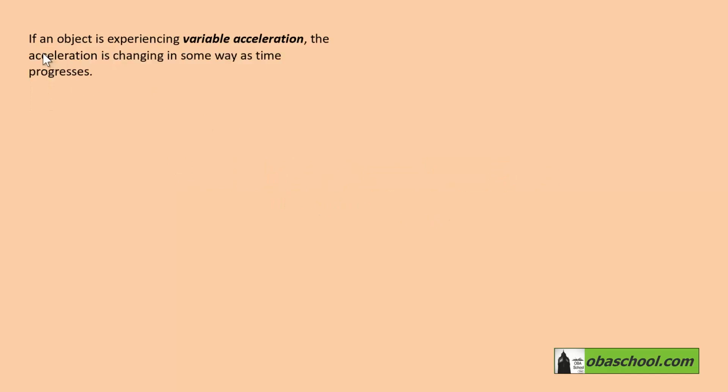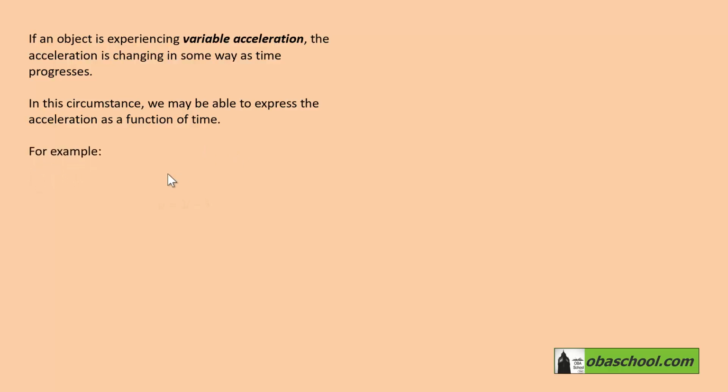Variable acceleration. If an object is experiencing variable acceleration, the acceleration is changing in some way as time progresses. In this circumstance, we may be able to express the acceleration as a function of time.